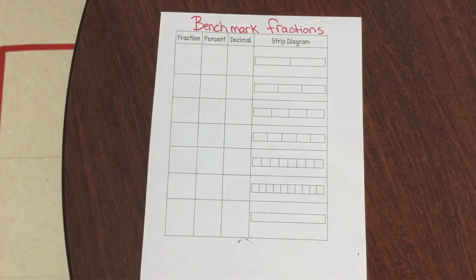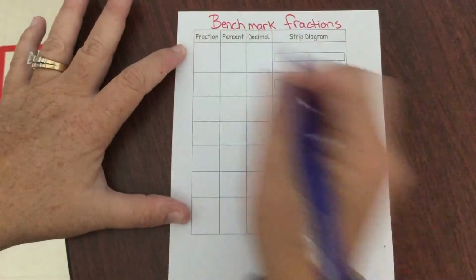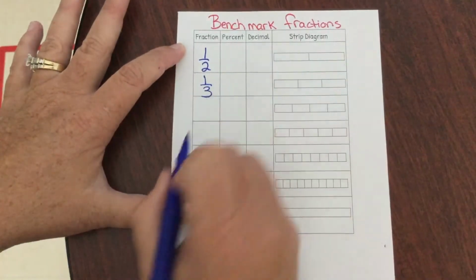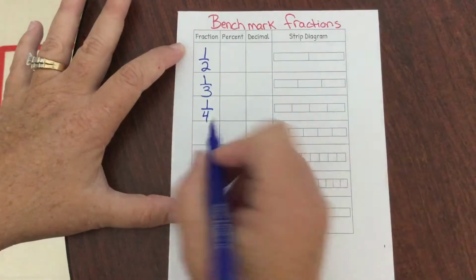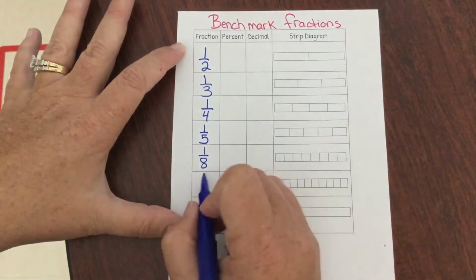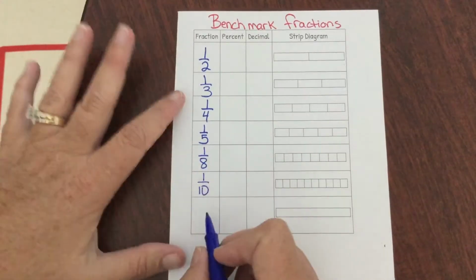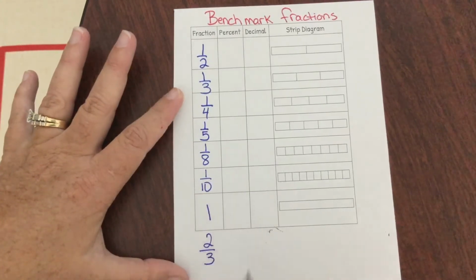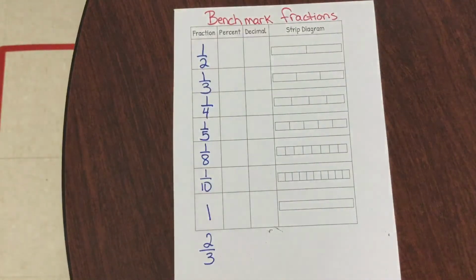A pop quiz, hint. All right, so the fractions that I consider benchmark fractions, we're going to go through and write all the fractions. So we've got 1/2, 1/3, 1/4, 1/5, 1/8, 1/10, 1, and then I'm going to write an additional one of 2/3. These are our benchmark fractions.